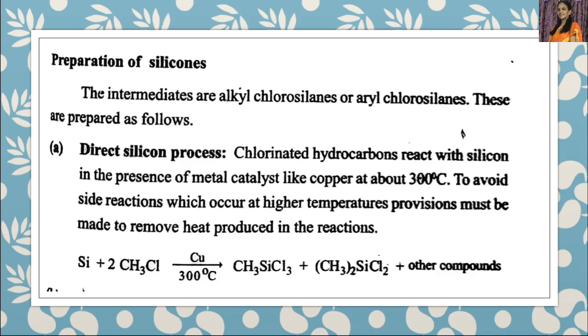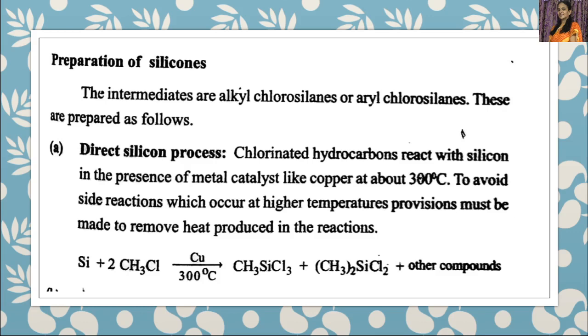First preparation. Generally, the silicones are prepared from intermediates. So, what are the intermediates? The intermediates are alkyl chlorosilanes or aryl chlorosilanes. So, first of all, we should prepare these intermediates. From these intermediates, silicones can be obtained. The first one is the direct silicon process. In the direct silicon process, chlorinated hydrocarbons react with silicon in presence of a metal catalyst.